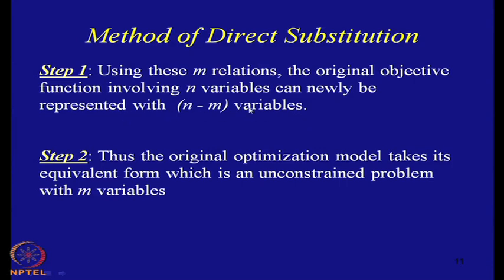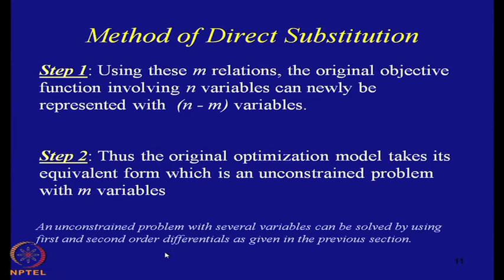Then once step 1 is completed, we have taken care of the constraint set. That is why the original constrained optimization problem will be transformed to an unconstrained optimization problem with only n minus m variables. That would be step 2, and after that the unconstrained optimization technique, whatever we did before, will be applied to get the optimal solution for the given problem. Let me explain this method with an example.